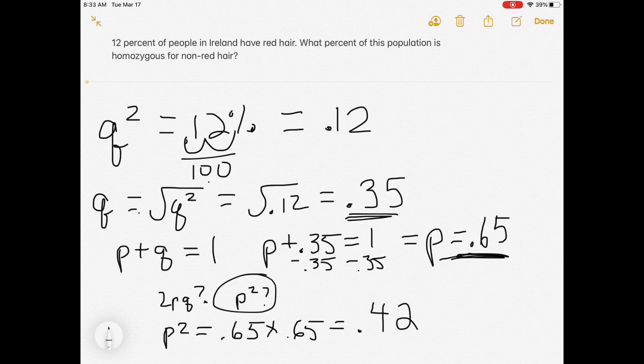If you go back to the problem, you always have to review what the problem's actually asking you for. This problem is actually asking you for the percent of the population that's homozygous dominant. Well, that just means you multiply by 100. That's how we always calculate percents. So basically what we're saying is that 42% of the population in Ireland is homozygous dominant for non-red hair.